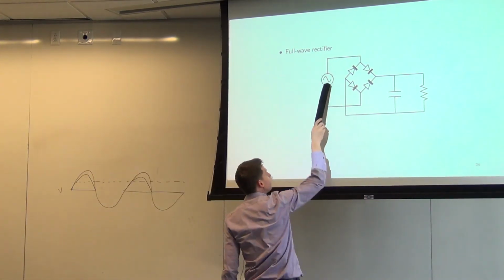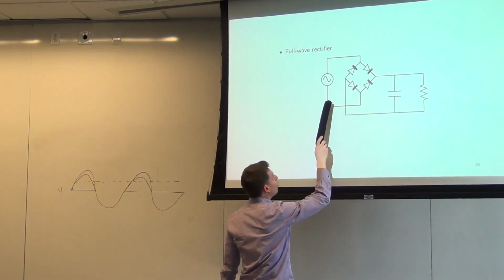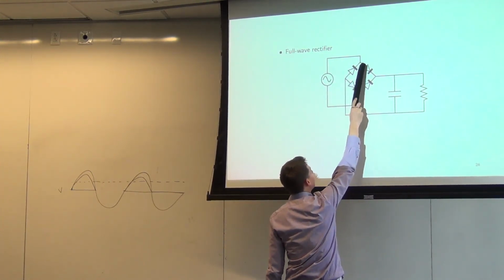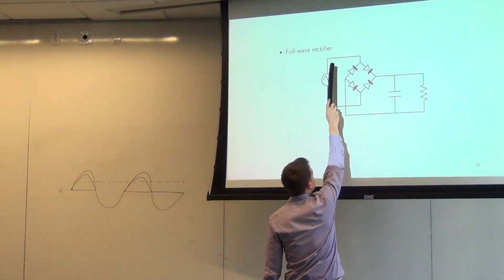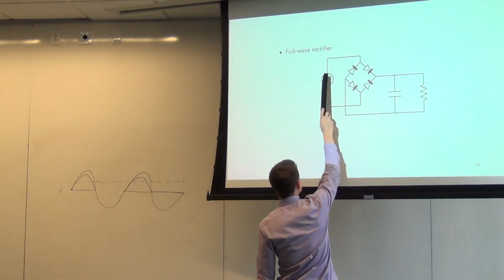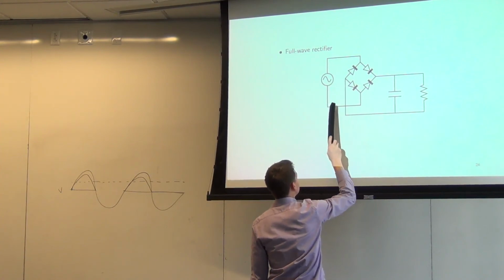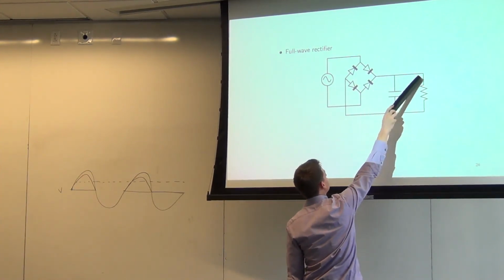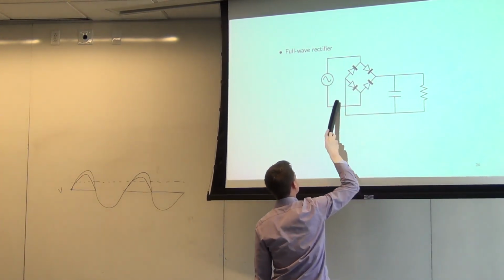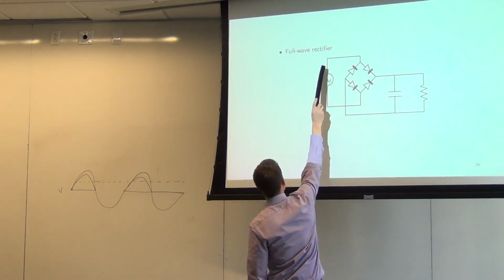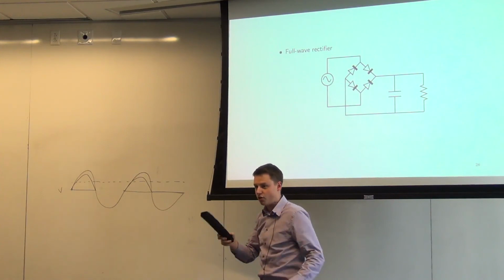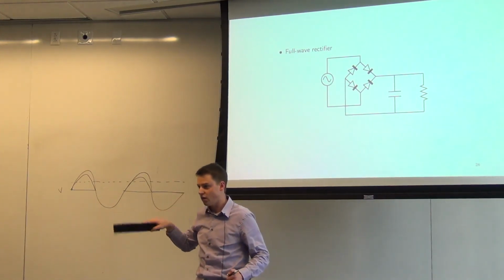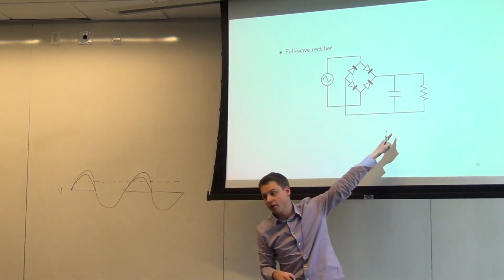When this side is bigger than that side, then current will flow, won't go that way, it'll go this way and flow through it this way. So if this is positive, this is negative, it'll go this way. If this is positive and this is negative, it will go this way and then come back and go like that. So whether this is positive here, negative here, or positive here, negative here, current will flow the same way through this element over here.